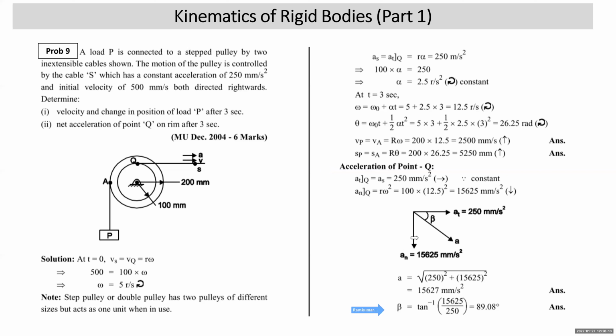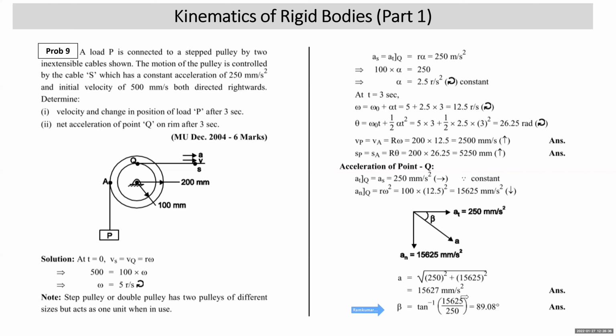Beta is tan inverse of An upon At. An is 15625, At is 250. So you get beta as 89 point something degrees. So this way we have got the net acceleration of point Q on the ring after 3 seconds. We also got the velocity and angular displacement of load P after 3 seconds.